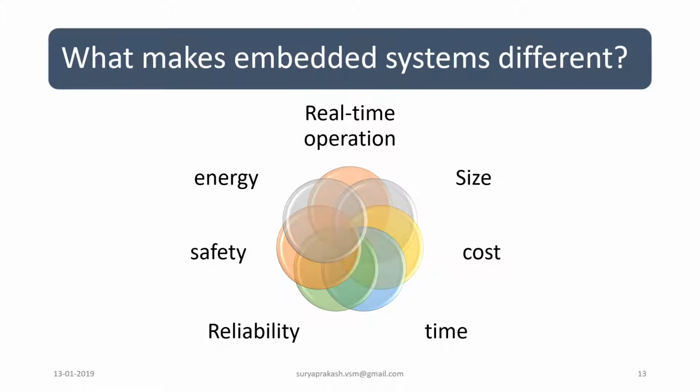What makes the embedded system so different? These are the various characteristics: the real-time operation, the size, cost, time, reliability, safety, and energy. These are the various categories, characteristics which make the embedded system so much different.